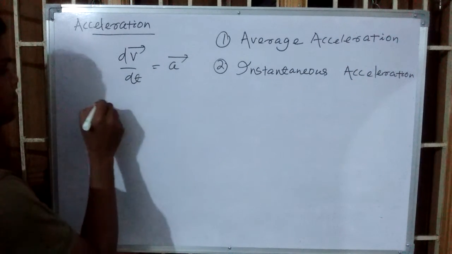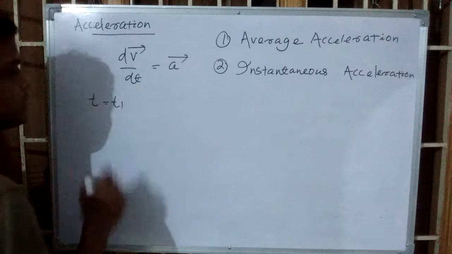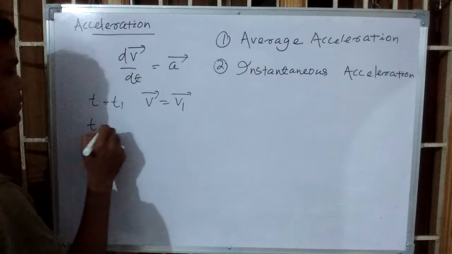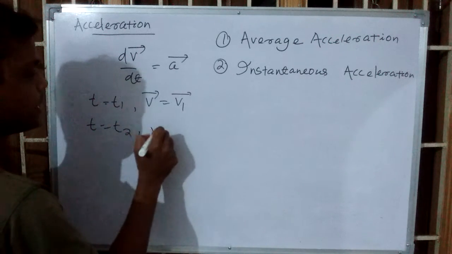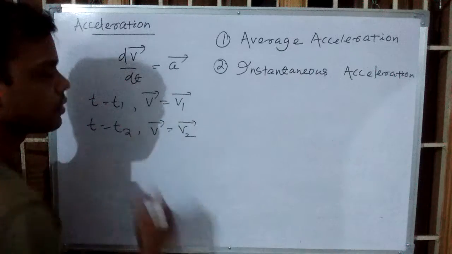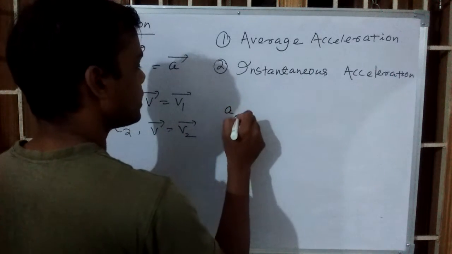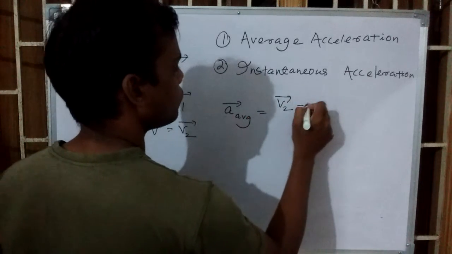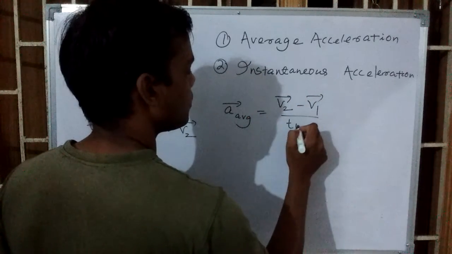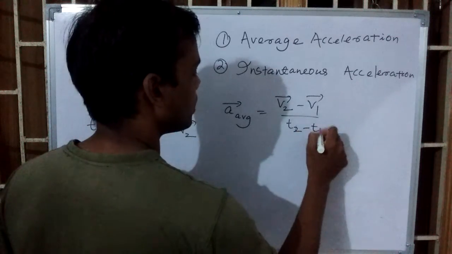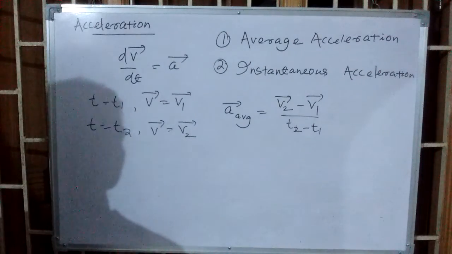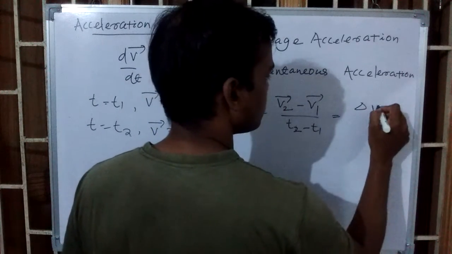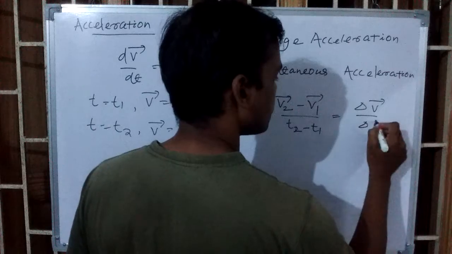Very simple. If at time t is equal to t1, v is equal to v1. At time t is equal to t2, v is equal to v2. Then average acceleration, a average, is equal to v2 minus v1 by t2 minus t1. Okay, that means I can also write it as v2 minus v1 is del v divided by t2 minus t1 is del t.